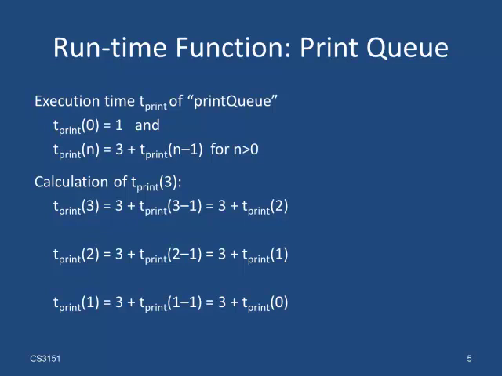We plug in 1 for tprint of 0. So the final value of tprint of 1 is equal to 4. Now we can work our way backwards. We plug in 4 for tprint of 1 in the previous calculation and get that tprint of 2 is equal to 3 plus 4, which is 7. Then we plug in 7 for tprint of 2 in the calculation of tprint of 3 and get that tprint of 3 is equal to 3 plus 7, which is 10.